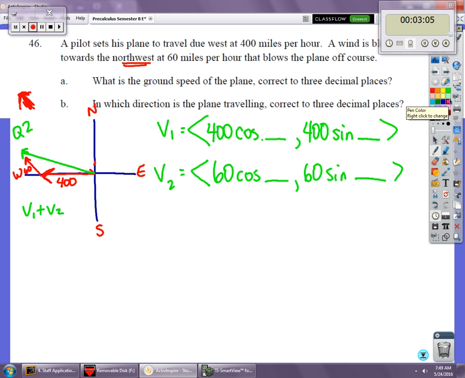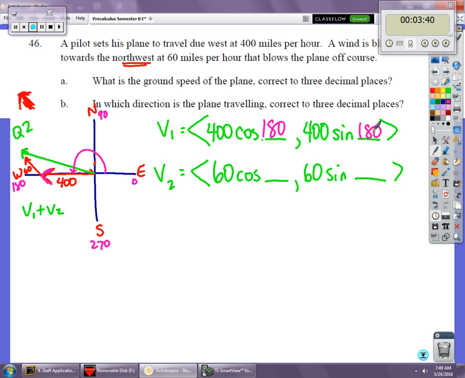The problem is we have to figure out these angles. I don't see anywhere in here where it says a specific angle. So let's go to the 400, the one going straight west. When we put things into the calculator, you're always referring to your unit circle, starting from east and spinning around. So if I'm going straight west, think of this as 0, 90, 180, and 270. That means that the angle measure is 180 degrees. So this is how we're going to find the components for vector 1.